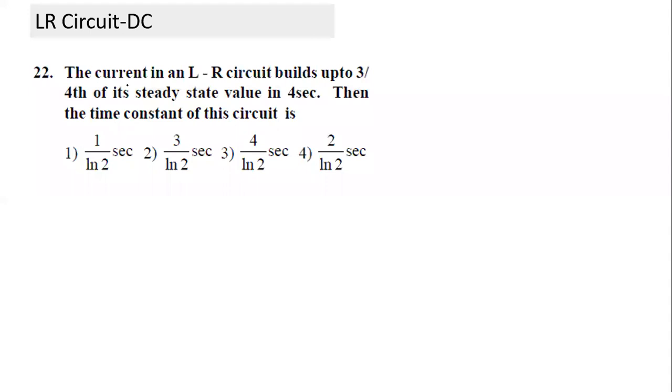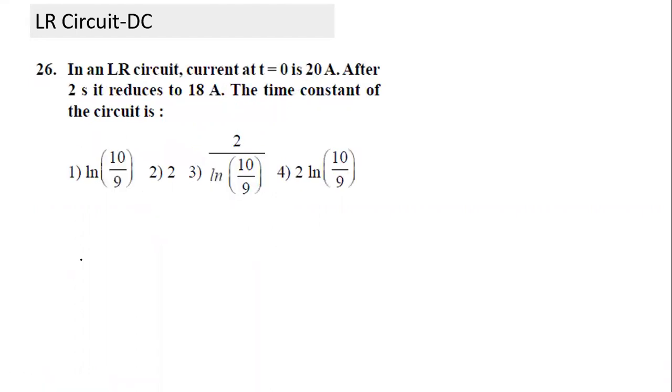This is also pretty simple. A current in an LR circuit builds up to 3/4 of its steady state value in 4 seconds. This is a straight application of the formula I is equal to I naught times 1 minus e raised to the power minus t by tau. What is given here? I is equal to 3/4 of the steady state, so I is equal to 3/4 of I naught, at t equal to 4 seconds. What is the time constant? In this equation, the rest of the terms cancel out, so we can easily find the value of the time constant.